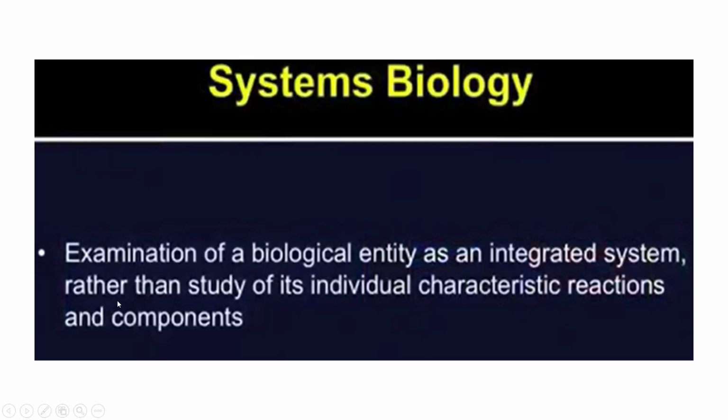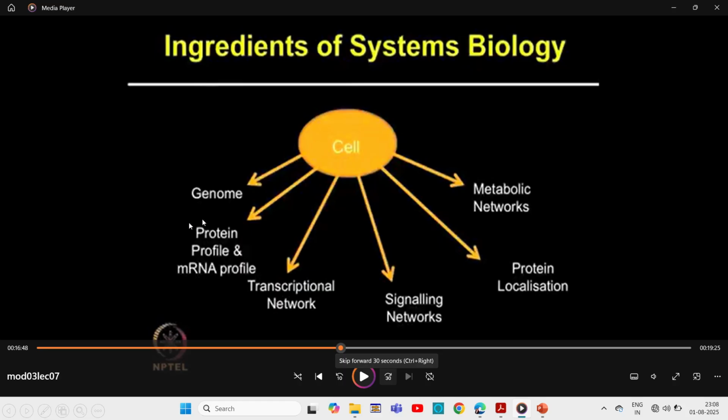But what do you mean by this specific sentence? Rather than studying one specific individual character, we are studying the whole system as an integrated system. That's what system biology is all about. In that system biology, we are just dealing with one specific character, that is protein, and that is nothing but proteomics. If you are dealing with only genome, that's genomics. If RNA, then transcriptomics. Then if you are studying the interaction or signaling between each and everything, that's called signaling networks. Then, if you are studying metabolites, then it's metabolic networks.